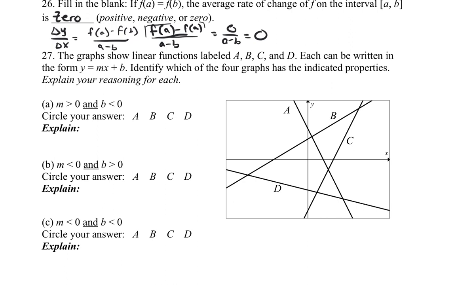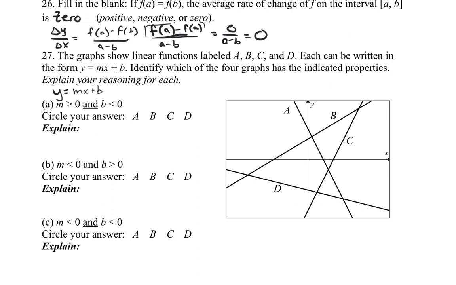So, A: m is greater than 0, and b is less than 0. For all of these, they're talking about m and b. So I'm going to write out our equation: y equals mx plus b. We know that m is the slope, and b is the y-intercept.